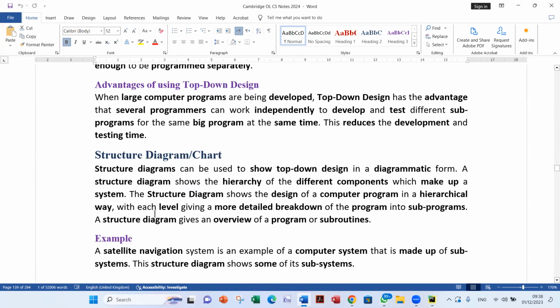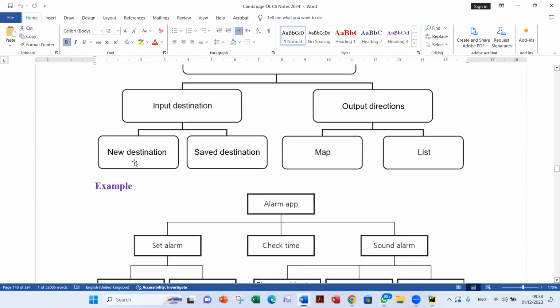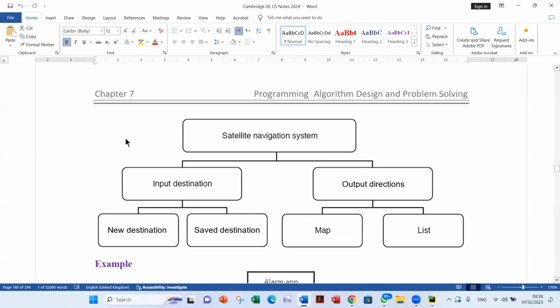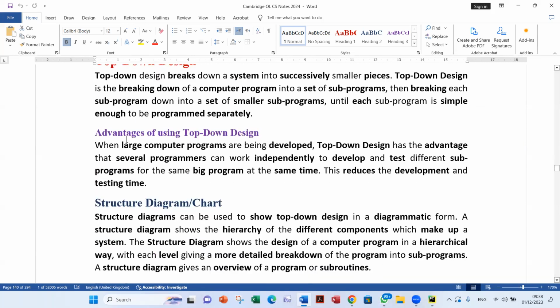When large computer programs are being developed, top-down design has the advantage that several programmers can work simultaneously to develop and test different sub-programs. Each small part of this will be called a sub-program or a subroutine or a module. Later on, I will say that a module would be a function or a procedure. This is all our discussion today. Okay, we will be discussing these today, inshallah.